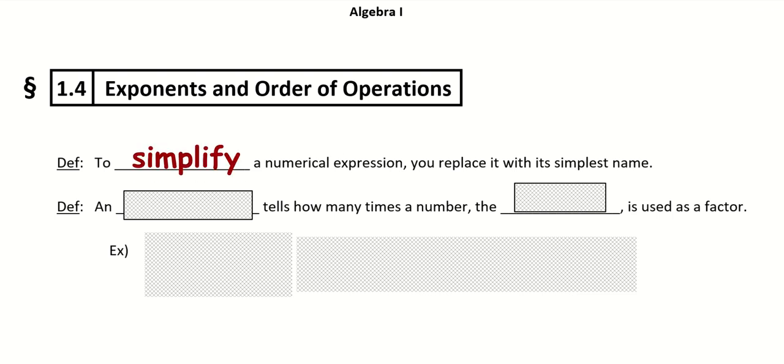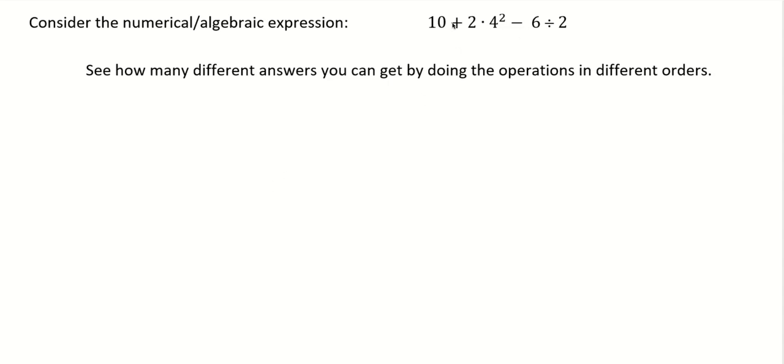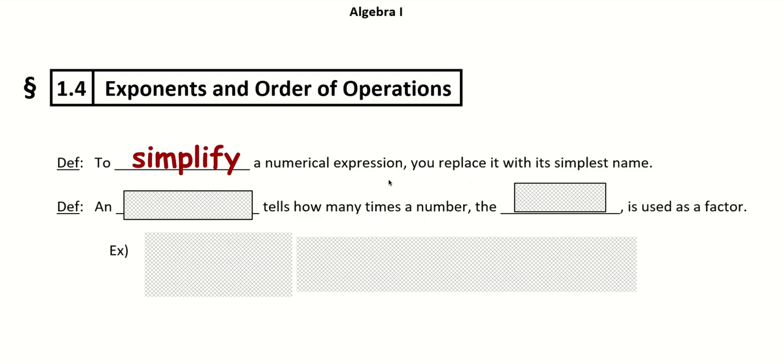So, a little definition here of sorts. To simplify a numerical expression, you replace it with its simplest name. So a numerical expression, we're talking about stuff like that, where there might be things to do, things to simplify, and just kind of simplify it, make it simpler, replace it with a simpler representation or its simplest name.